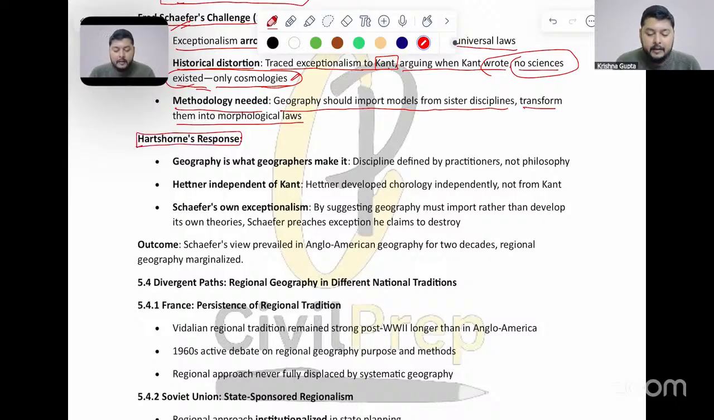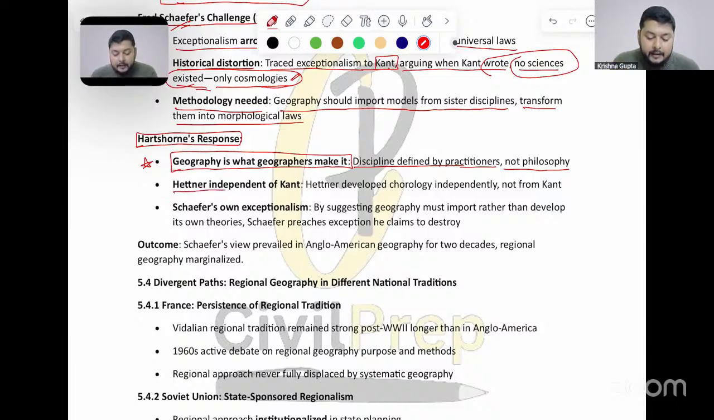Hartshorne replied that geography is what geographers make it. This is a very important statement. The discipline is defined by practitioners, not philosophy. This was part of Hartshorne's response here: geography is what geographers make it, what geography ought to be.